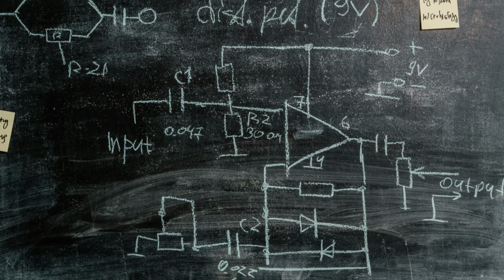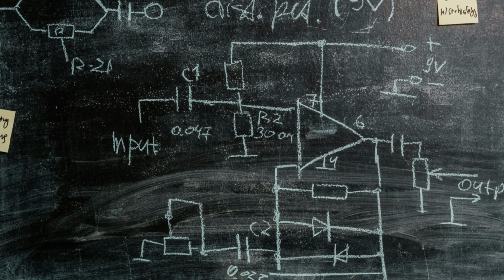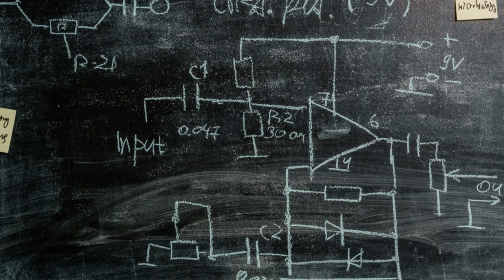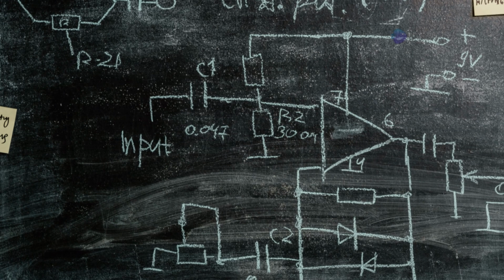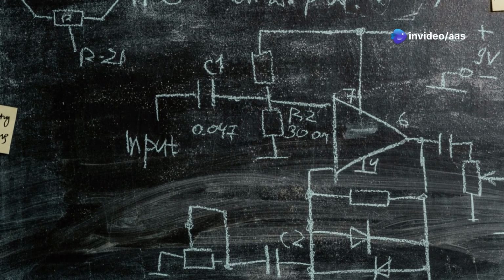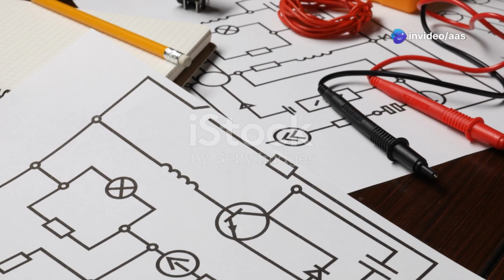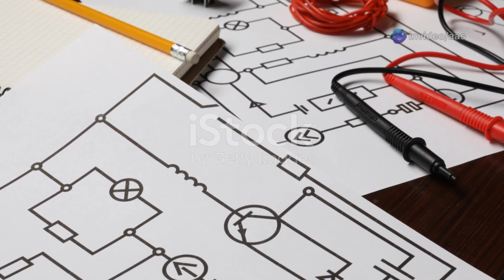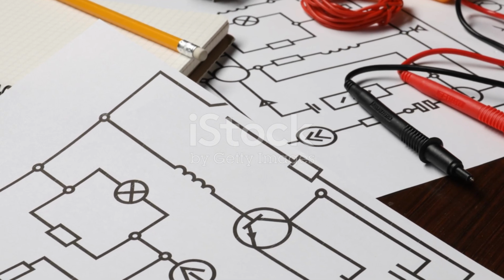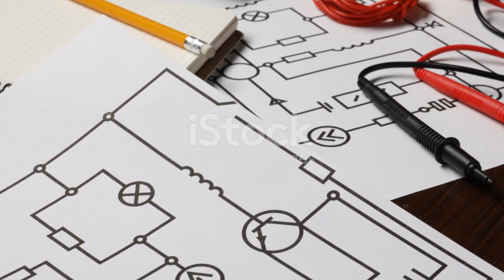Now let's draw a circuit diagram to represent our creation. Circuit diagrams are like blueprints for electrical circuits. They help us visualize and plan our circuits before we build them. We use symbols to make it easy to understand. These symbols are standardized, so anyone familiar with them can read and understand the diagram.